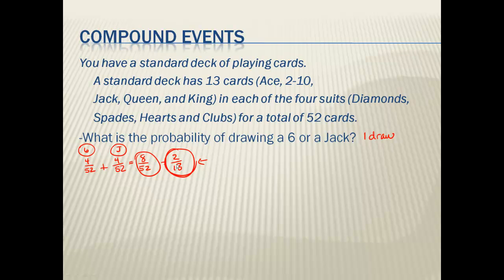Now, if you wanted to work with numbers that were a little bit easier, you'll notice that 4 over 52 actually reduces. So when you can, do this, especially with card problems. Okay, so 4 over 52 reduces to 1 over 13. So you can just do 1 over 13 plus 1 over 13 equals 2 over 13, which obviously is the same answer there. So if you want to reduce on the front end, that's fine. If you want to do it on the back end, that's fine too. You're going to come up with the same answer either way.